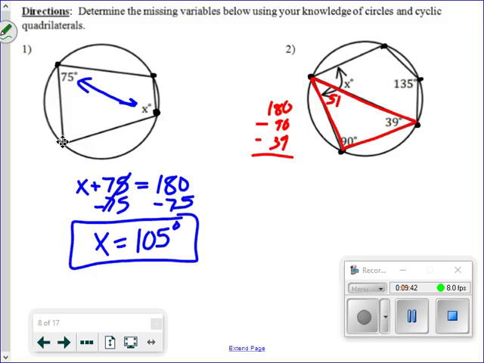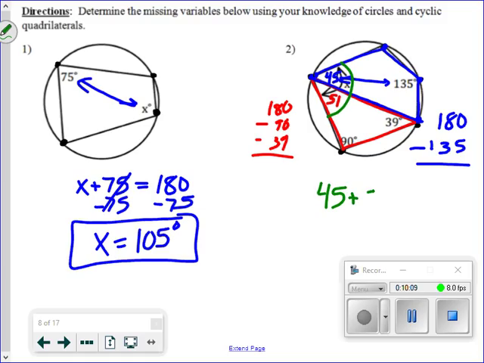And then if I recognize over here, this is my cyclic quadrilateral because all four corners are there. And this little angle and the 135 are across from each other. So I would subtract 135 from 180. And then angle X, put them together, and what do you get? 45 plus 51 equals 96.